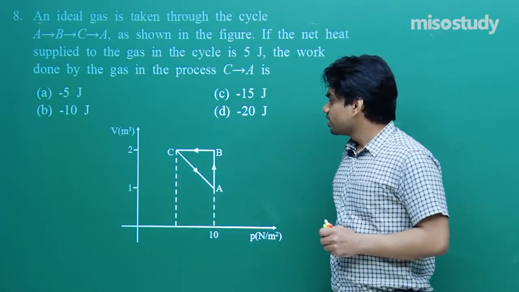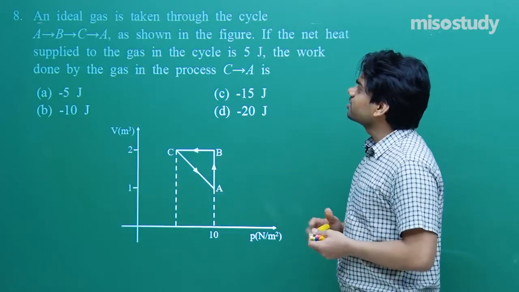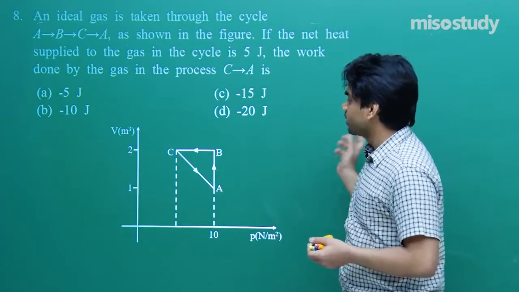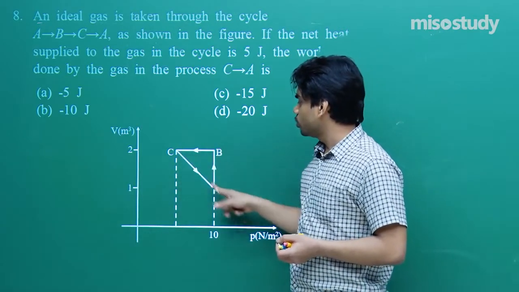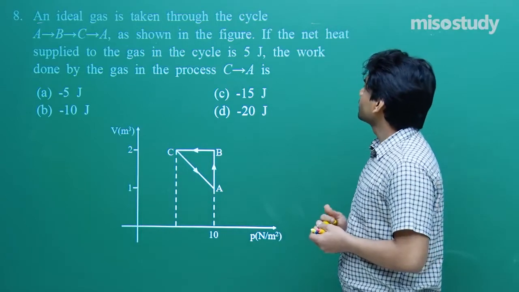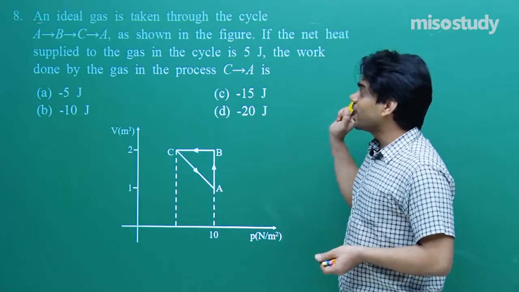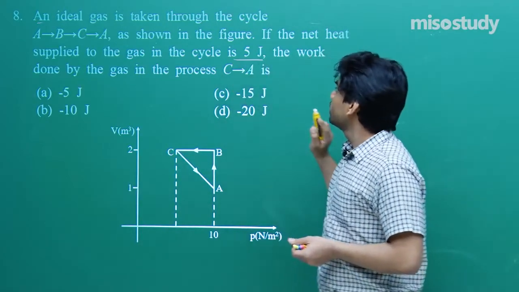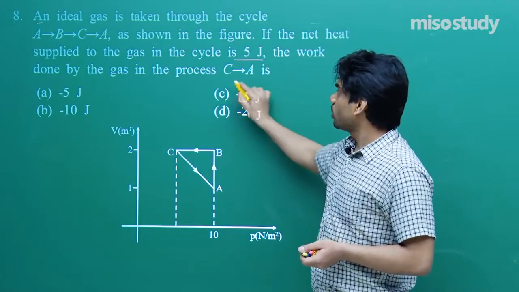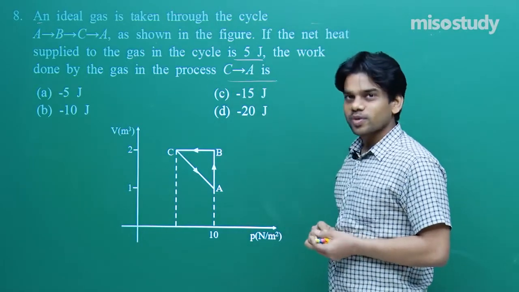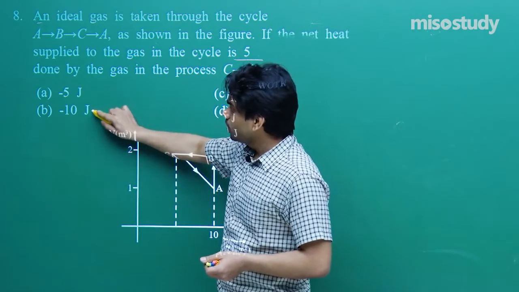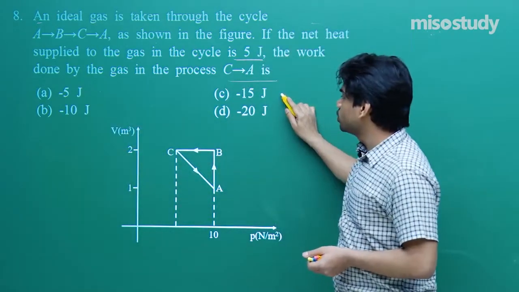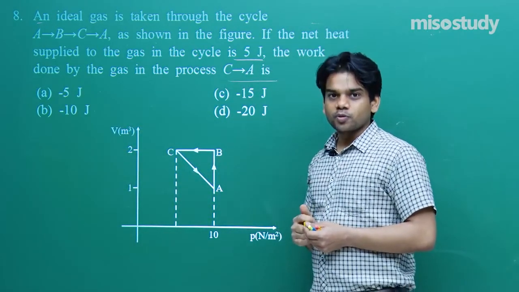Eighth question, this is a good question. An ideal gas is taken through the cycle ABCA, so A to B to C to A, as shown in the figure. If the net heat supplied to the gas in the cycle is 5 joule, the work done by the gas in the process C to A is: A, minus 5 joule; B, minus 10 joule; C, minus 15 joule; and D, minus 20 joule.